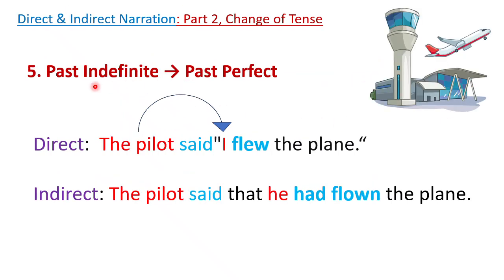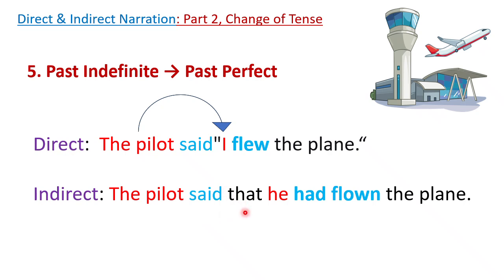After that we have past indefinite tense. In case there's past indefinite tense, we change it into past perfect tense, right? So direct and indirect. The direct narration is, the pilot said, "I flew the plane." So the part which is within inverted commas is telling us that these are the exact words which came out from the mouth of the pilot without any change. But we want to change them in a way the message remains the same, so we are changing into indirect narration. The pilot said, you can see the pilot said, it is the same.